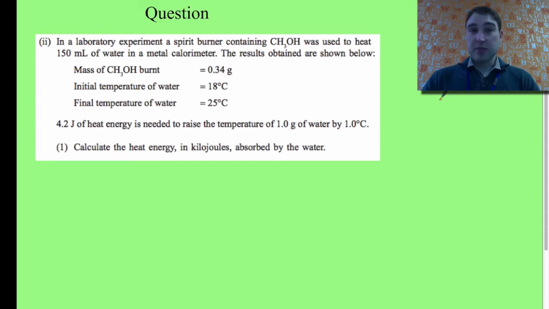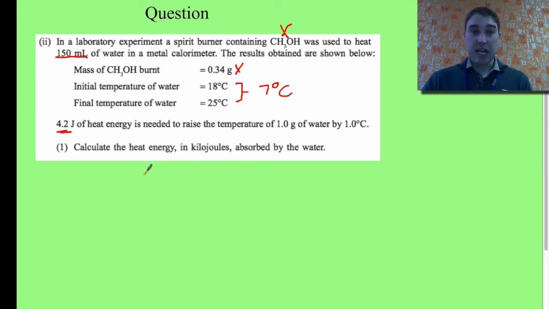So let's do an example question. I'm going to highlight the important information as we go through so I know what I'm looking for. We're burning some methanol. It's heating 150 mL of water. We've got the mass of methanol burnt. If we know the mass, we can figure out the molar mass, and we can figure out the number of moles of methanol burnt. We can figure out the temperature change there. So 25 to 18 is 7 degrees Celsius. And we've got our specific heat of water here, 4.2 joules.